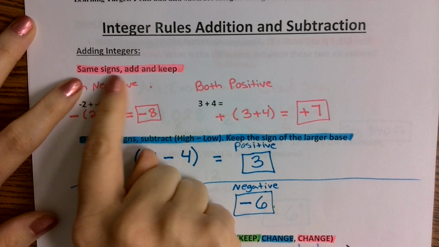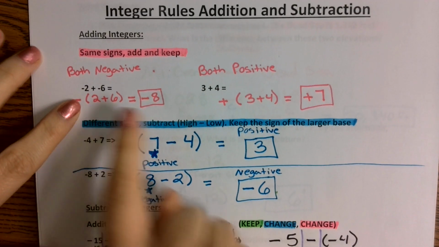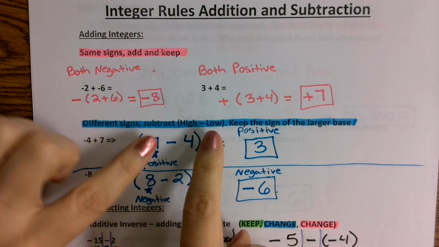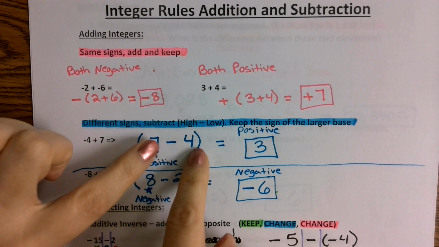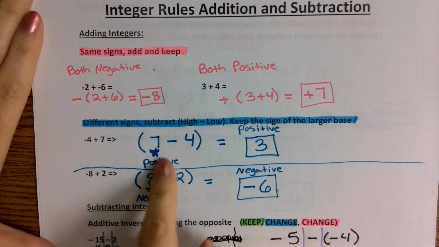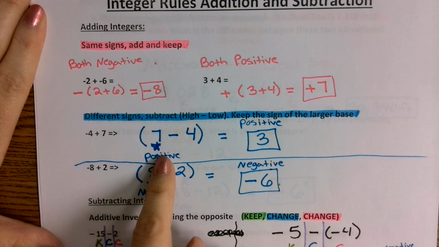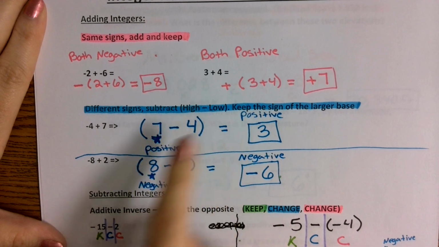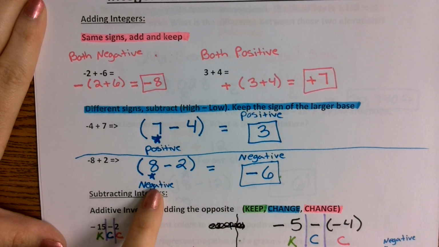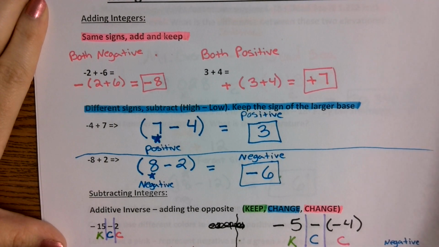If it's the same sign, you add the bases together and keep the sign. If they were different signs, you subtract your highest base minus your lowest base, and then you keep the sign of whatever your highest base was. So if your highest base was positive, your answer is positive. If your highest base was negative, then your answer would be negative. So we just went through those rules.